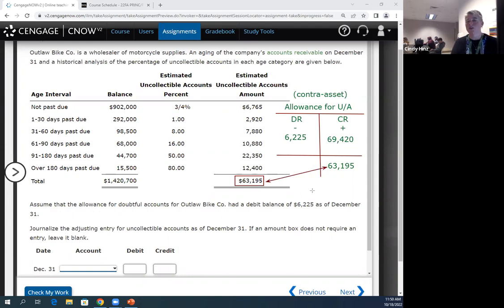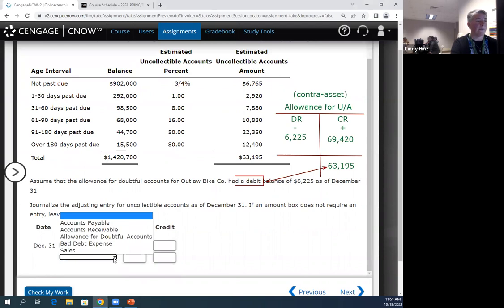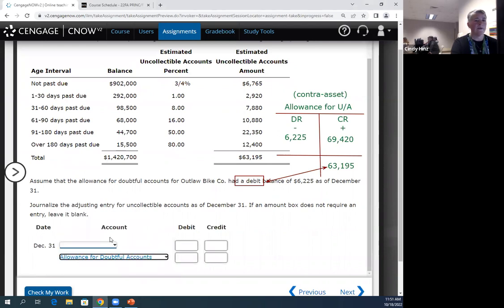They looked at the aging, they did the calculation, we did that in the previous exercise. We know there should be 63,195 in that account on the credit side. As I said, that's our targeted balance. So how do we get it there? We have to credit that account, credit the allowance. So they called it doubtful accounts. I called it uncollectible accounts. It's the same thing.